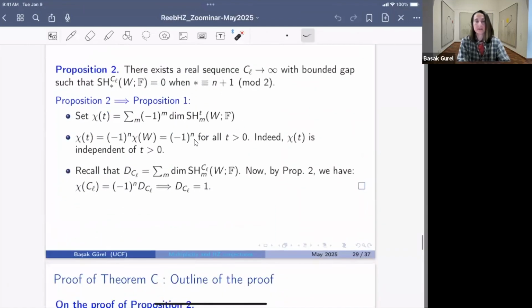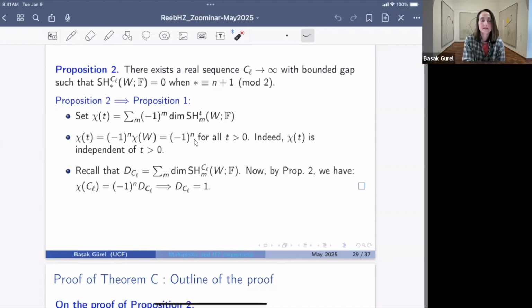So of course I don't want to prove this thing, so let me introduce another proposition, which is going to imply the first one. The second one tells me that I can find a real sequence c_L going to infinity, again with bounded gap, so that the filtered symplectic homology with this filtration c_L is 0 whenever the degrees have the same parity as n plus 1. So how does this imply proposition 1?